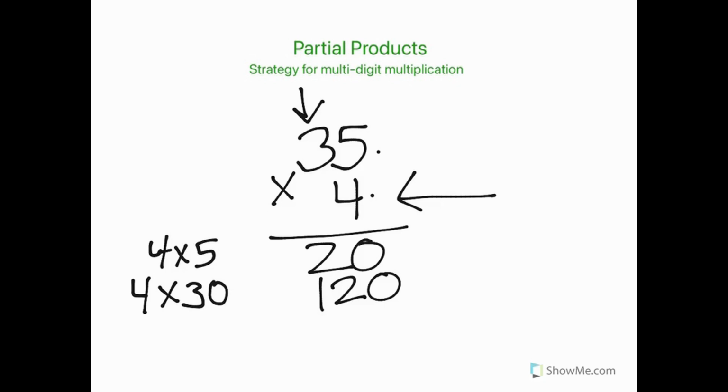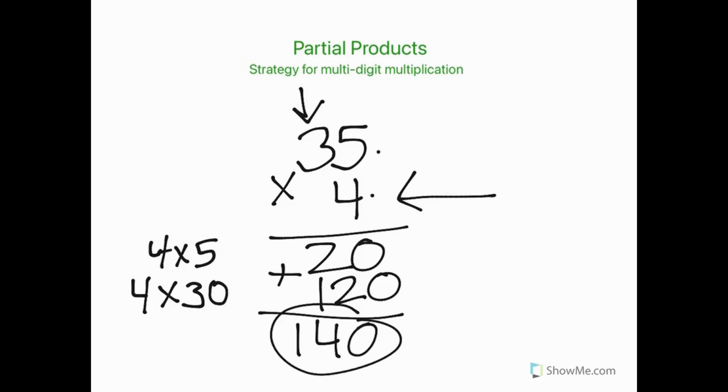120. Now that we've taken care of our multiplication, we just need to add our products up in order to make the final product. So in this example, the 20 plus 120 equals 140. There you go. So 35 times 4 equals 140.